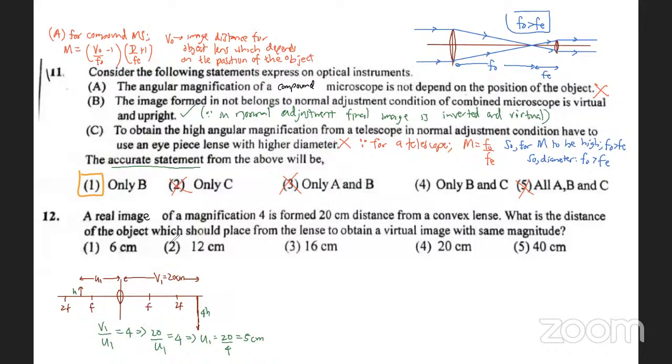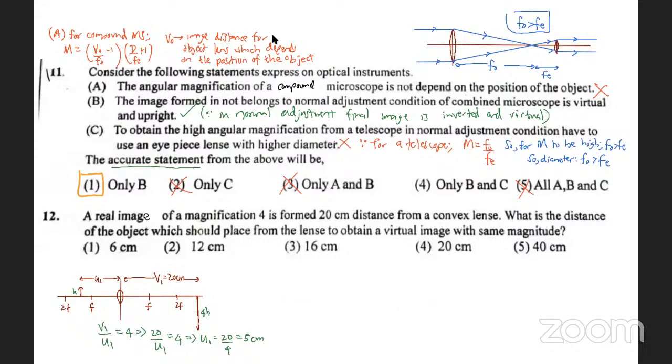Now, what is the distance of the object which should be placed from the lens to obtain a virtual image with the same magnitude? I think this is what they're talking about. When they say magnitude, what are they talking about? What do they mean by magnitude? So I have a few concerns there.